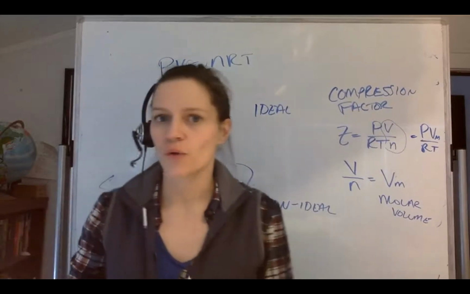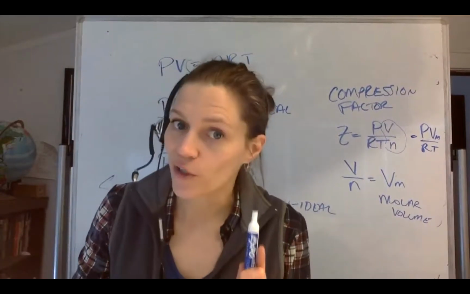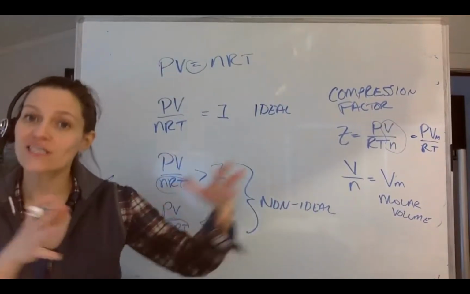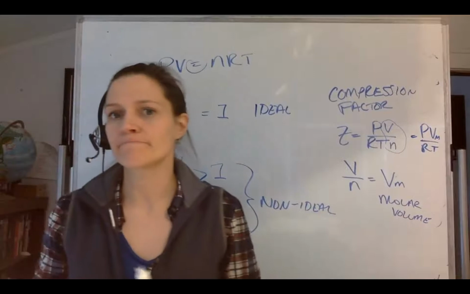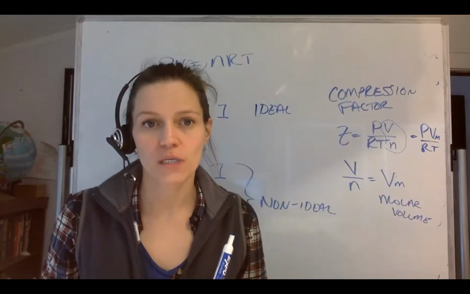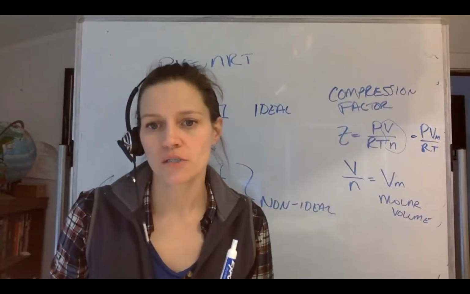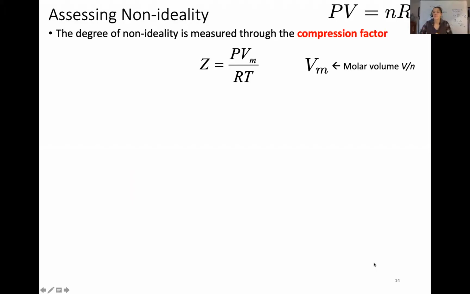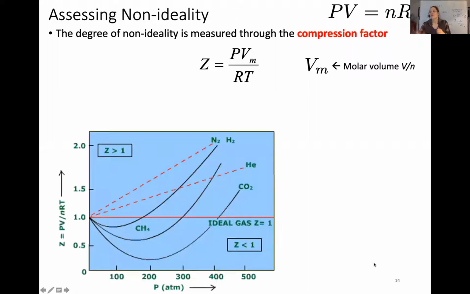So now I'm going to share screen and show you a really cool plot where we're going to look at the compression factor as a function of pressure, and you're going to see it change for various types of gases. Go team, push the button, share, ta-da. Okay, so non-ideality measured through the compression factor Z. Here's a plot. Now let's look at the axes real quick.